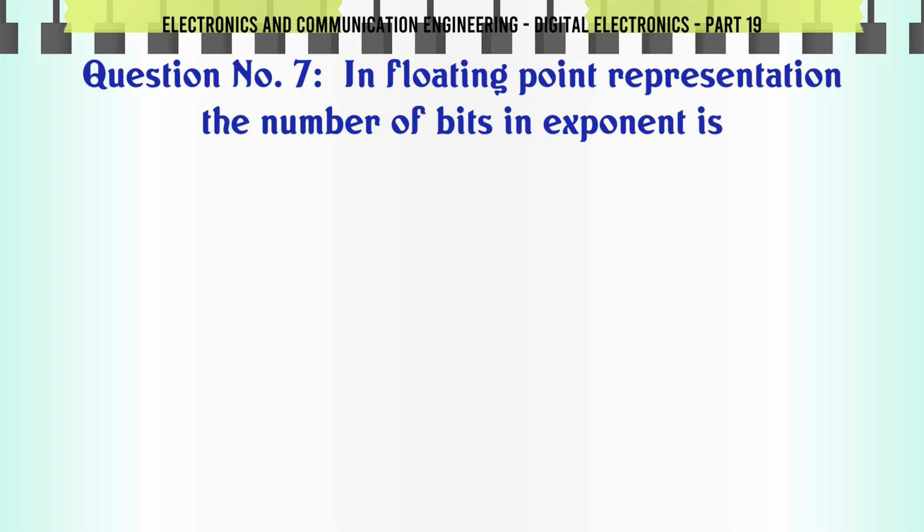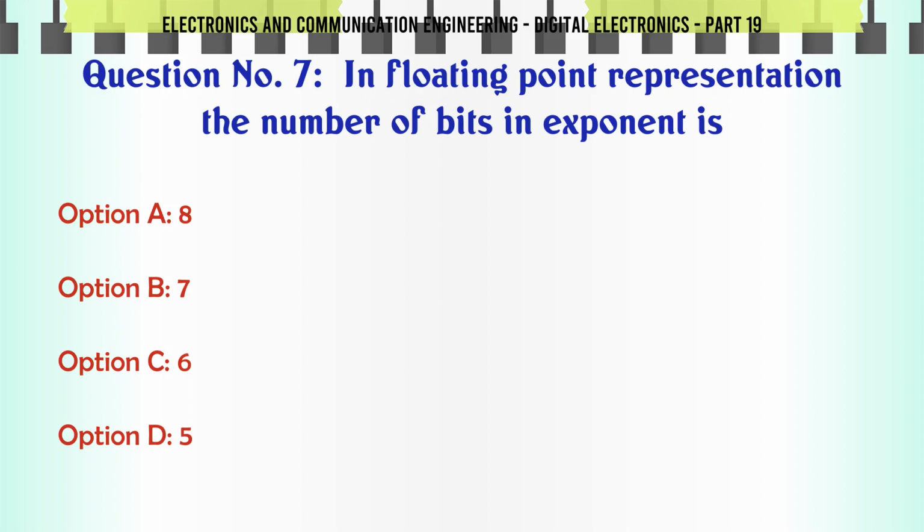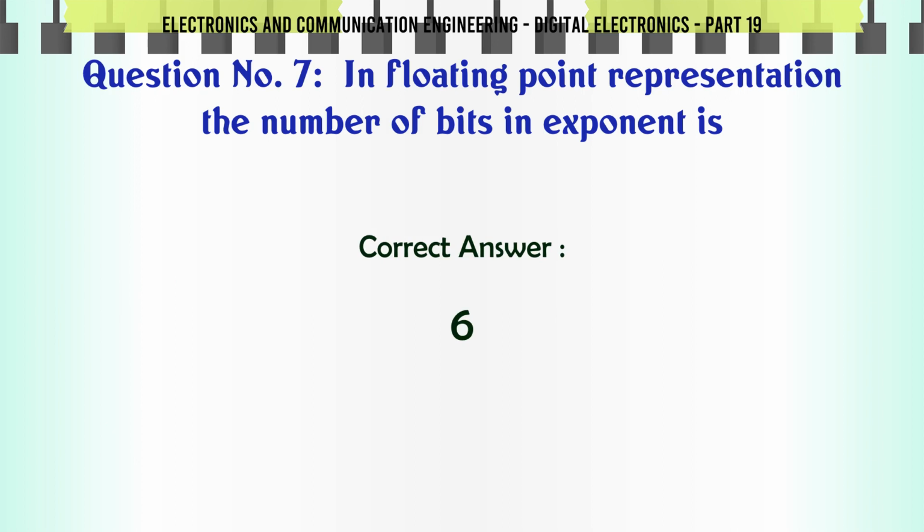In floating point representation, the number of bits in the exponent is: A. 8, B. 7, C. 6, D. 5. The correct answer is 6.